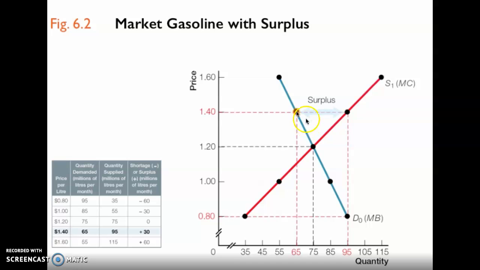So what actually will be sold in this market? Well, let's take a look at this. The supplier is willing to sell 95 at $1.40, but the consumer is only willing to buy 65. So the actual number that will be sold is only 65 in this market. When there's a higher supply than demand, or when supply exceeds demand, we can say that there's a surplus.